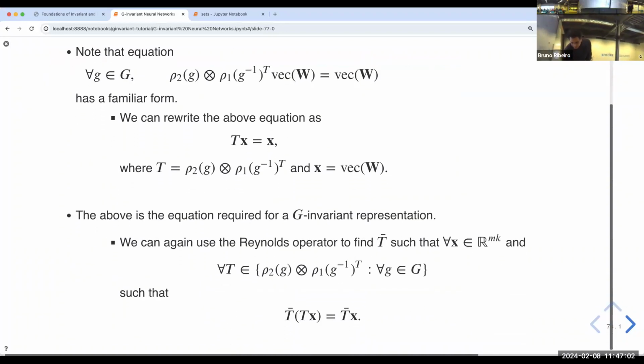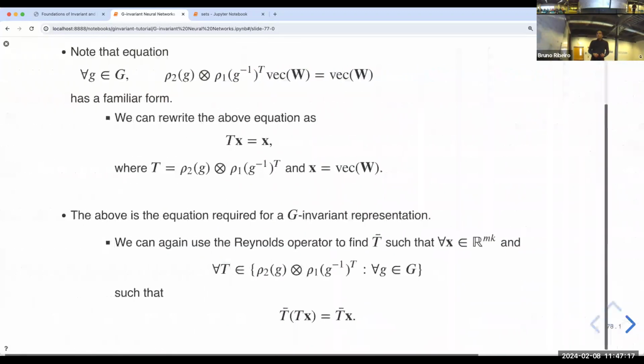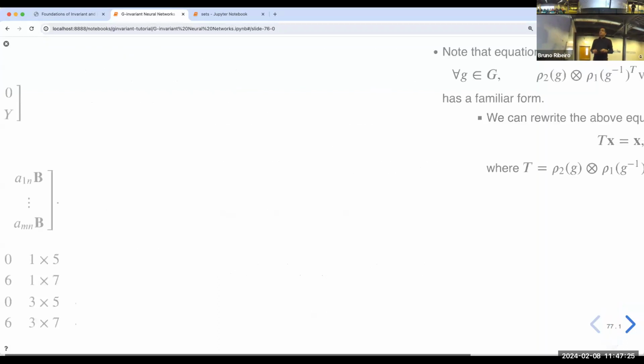And now our transformations are this, and you can prove that it has the same property. The Reynolds operator of this group has the same property as the ones we saw in the G-invariant neural network. And that's it. The equivariances and invariances are not different. They're just the same thing in different spaces. Okay? And just to finish up.